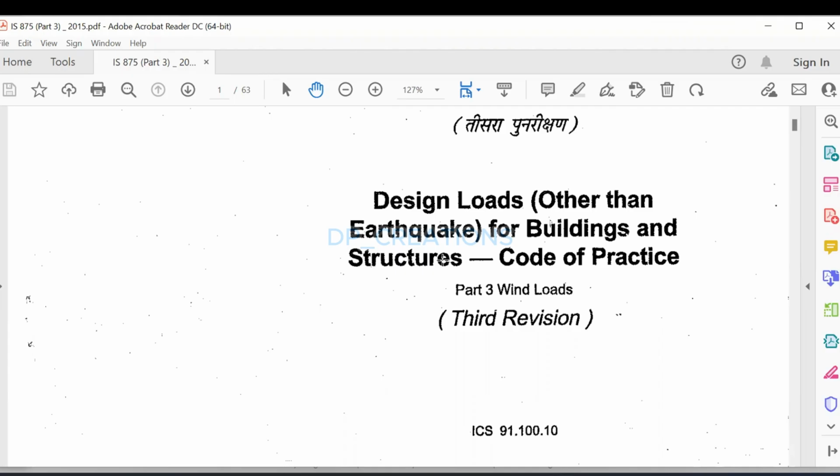That means if I tell you to design a building or any structure, we need these things: IS 875 part 1 for dead loads, part 2 for imposed loads, part 3 for wind loads, part 4 for snow loads, and part 5 for load combinations. And when you get these loads, you have to consider IS 1893 for seismic or earthquake loads.